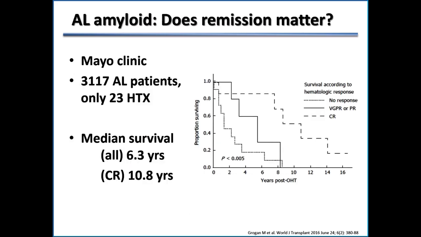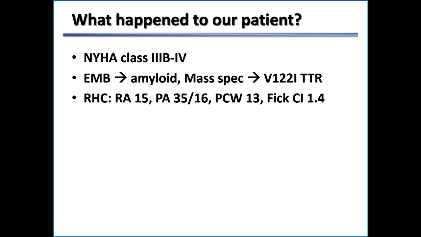But if these patients make it to transplant, how do they do? This is data from Mayo Clinic looking at light chain amyloid patients. And what they found is patients who achieve remission do very well. Median survival is about 11 years. For patients who don't achieve remission from a hematologic standpoint, they do very poorly, only surviving about 2 years. So the emphasis here is really that if your patient achieves remission from a hematologic standpoint, then you can consider them for heart transplant. So what happened to the patient that we started with in clinic?